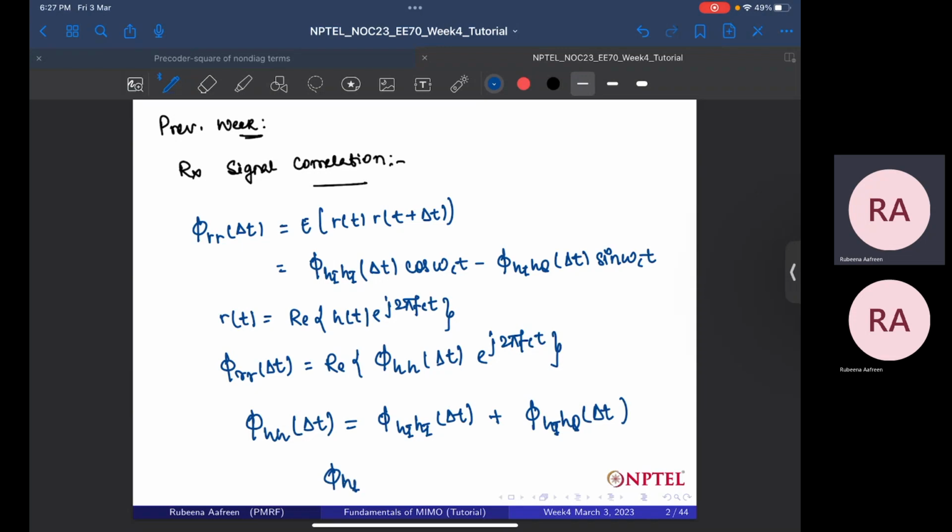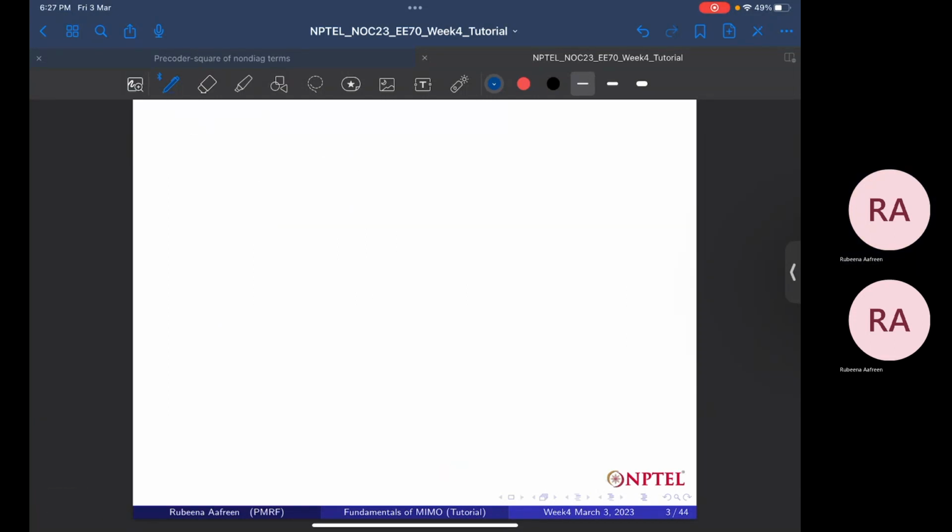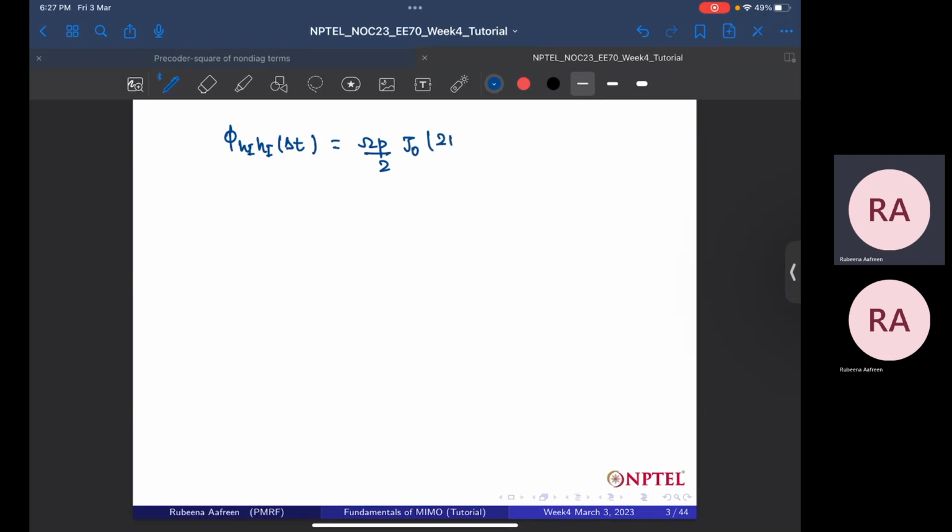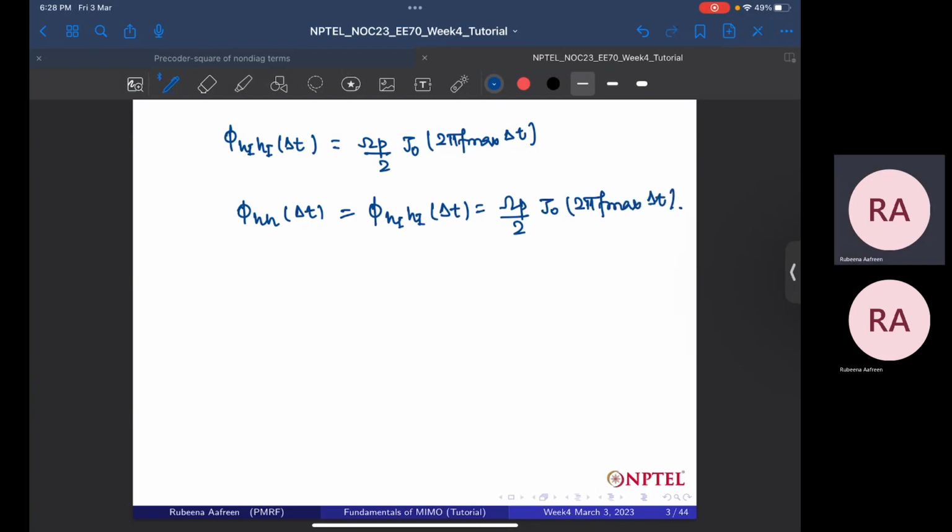In the lectures you must have seen that phi of HIHQ(delta t), when computed, was equal to 0. And phi of HIHI(delta t) is equal to omega_p by 2 J0(2 pi f_max delta t). Here J0 is the zeroth order Bessel function. So from here we know the channel correlation. Phi_HH(delta t) we can write as phi_HI(delta t), which equals omega_p by 2 J0(2 pi f_max delta t). So this is all about receiver correlation.